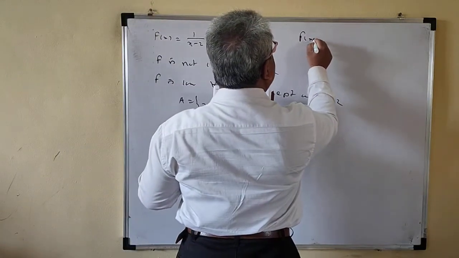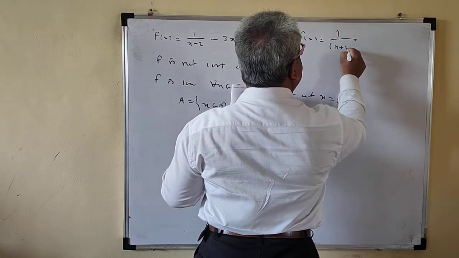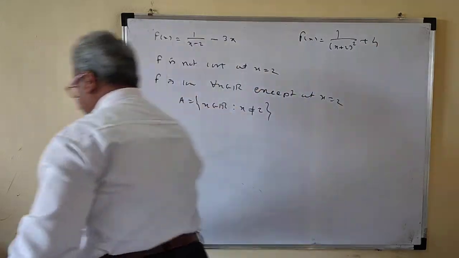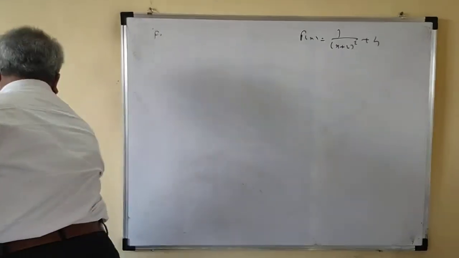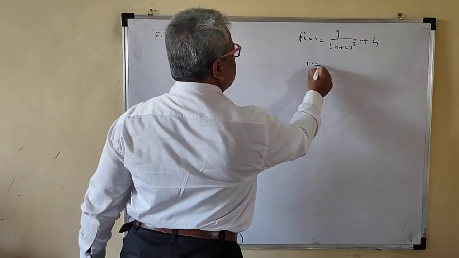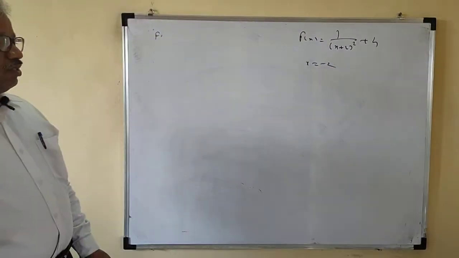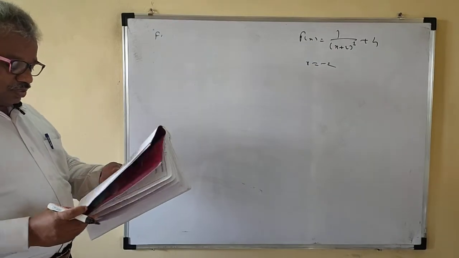Suppose f of x is equal to 1 upon (x plus 2) square plus 4. Okay, so what happened here? The denominator is 0 at x equal to minus 2. So at x equal to minus 2, your function is not continuous.